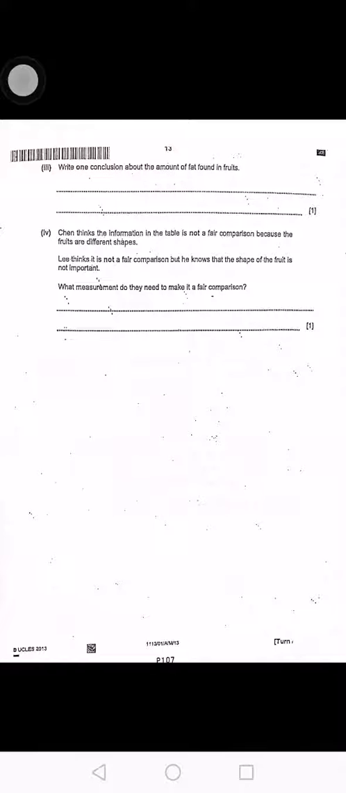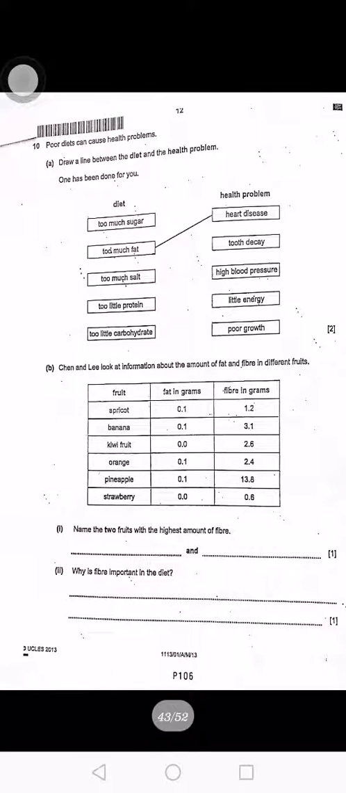Chan thinks the information in the table isn't a fair comparison because fruits are different in shape. Lee thinks it's not a fair comparison, but he knows that the shape of the fruit isn't important. What measure do you need to make a fair comparison? Children, these fruits are all different in shape, so it's not fair. But he said no, the shape is not related. So what is related to make a fair test, for both fat and fiber?